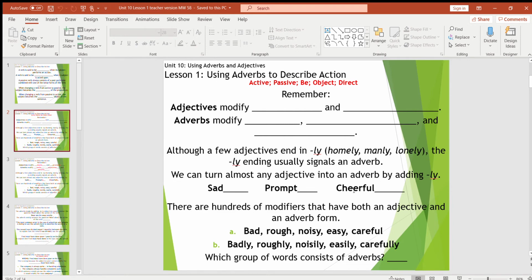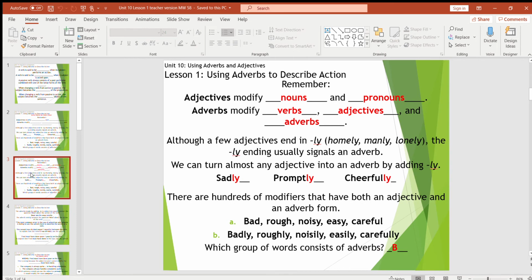So there's hundreds of modifiers that have both an adjective and an adverb form, like bad, rough, noisy, easy, careful, versus badly, roughly, noisily, easily, and carefully. Which group is the adverbs? B. How do we know? It ends with ly, obviously.